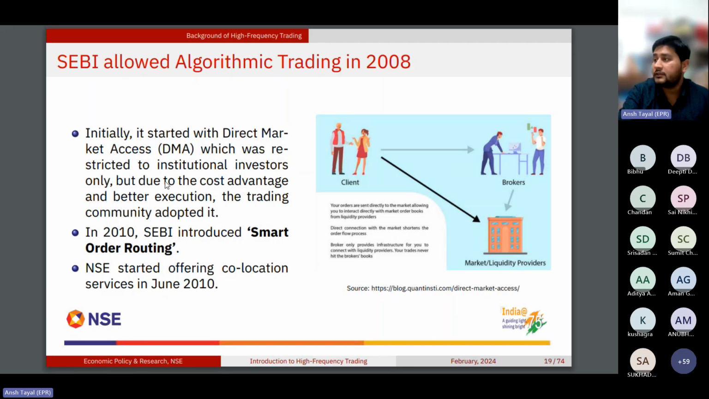Now, what are co-location services? Co-location by definition means that you want to be as fast as possible. So what you do is you place your server as close as you can to the order matching engine. In India, for example, at NSE, order matching happens at the NSE headquarters, in the Bandra complex in Mumbai. There we have the order matching servers where every order from across the country comes and gets matched. So buyers and sellers get matched.